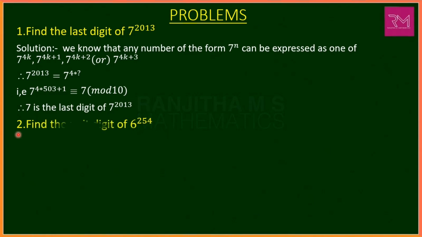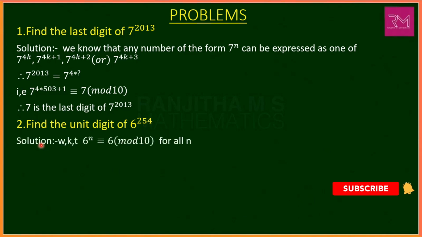Take the second problem. Find the unit digit of 6 power 254. Here finding the unit digit or last digit are both the same. This is also a greater value, so to find the last digit or unit digit for this value you have to apply the formula. We already discussed in a note that any number of the form 6 power n is congruent to 6 mod 10 for all values of n. Here we can substitute n as 1, we get 6, that is 10 divides 6 minus 6, which is 0, that is 10 divides 0.